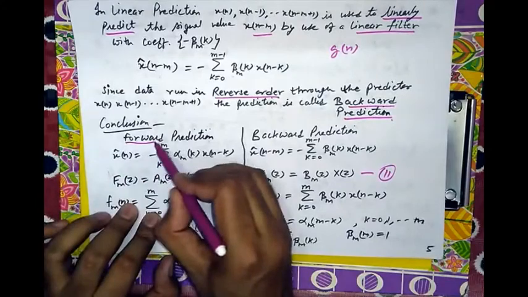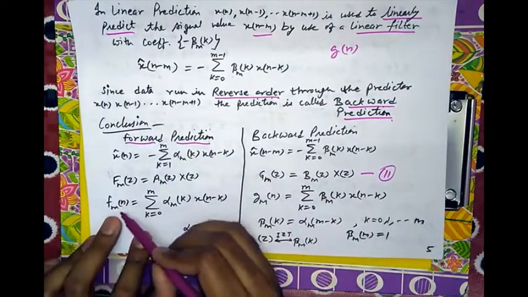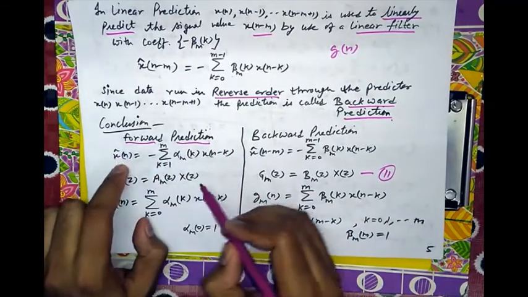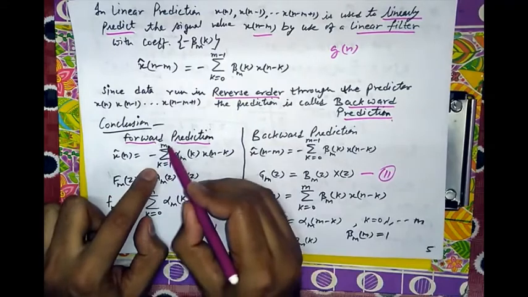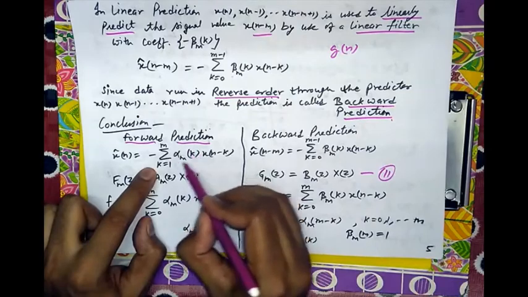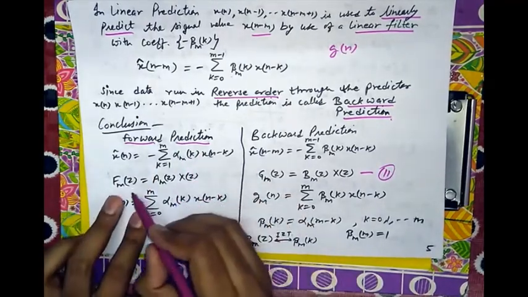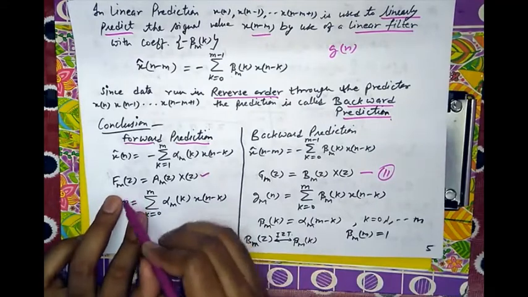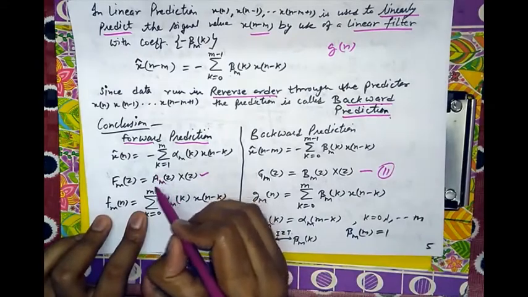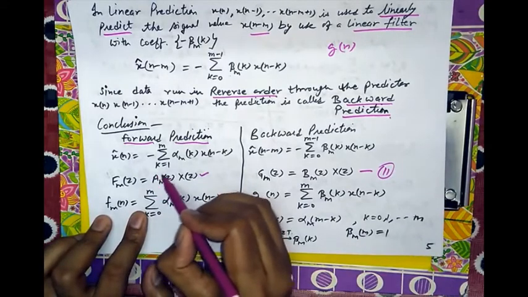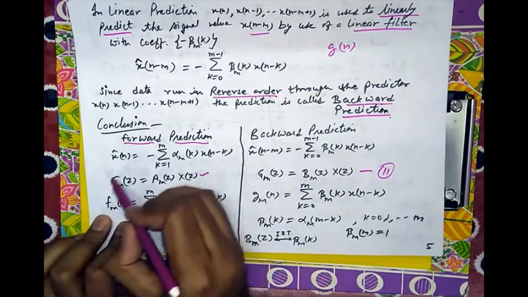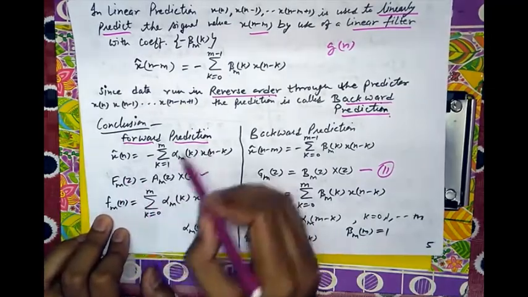Conclusion: for forward prediction we use Fm(n), and this is the forward prediction. x cap(n) is equal to minus the sum over k from 1 to m of alpha m,k times x(n minus k), where the x values are the inputs and the alphas are the coefficients of the filter. In Z transform form it is Fm(z) is equal to Am(z) times X(z), where X(z) is the input and Am(z) is that polynomial, which is also equal to Hm(z), the transfer function, and it is equal to the output of that prediction filter in this case.